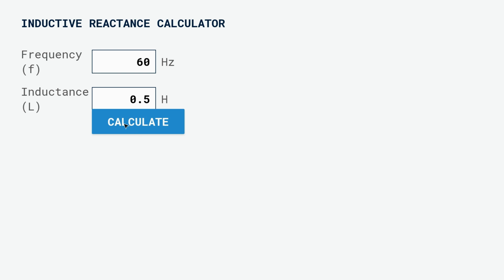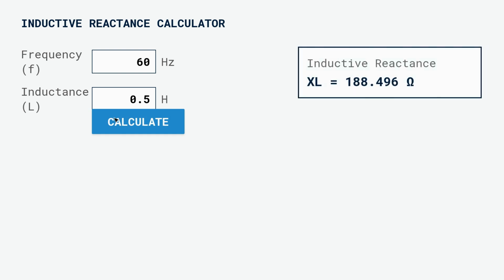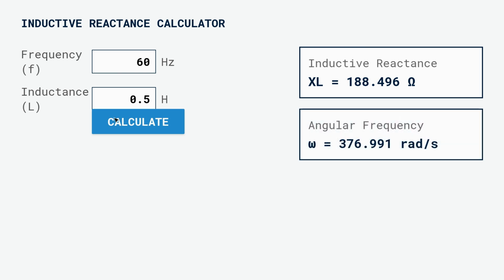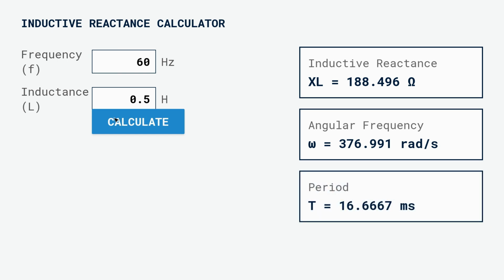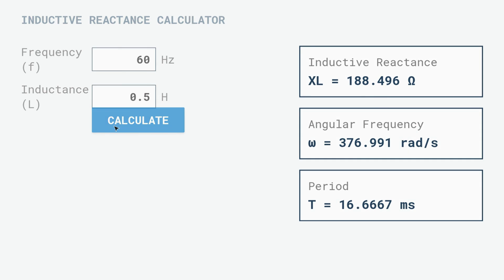The inductive reactance XL equals 188.496 ohms, which represents the opposition to AC current flow. The angular frequency omega is 376.991 radians per second, showing the angular velocity of the AC signal. The calculator confirms that at this frequency, the inductor impedes AC current flow with 188.5 ohms of opposition. Finally, the period is 16.6667 milliseconds, indicating the time for one complete cycle.